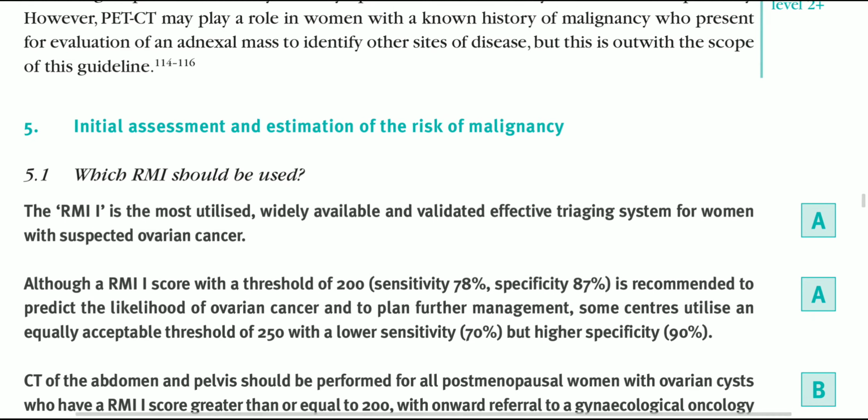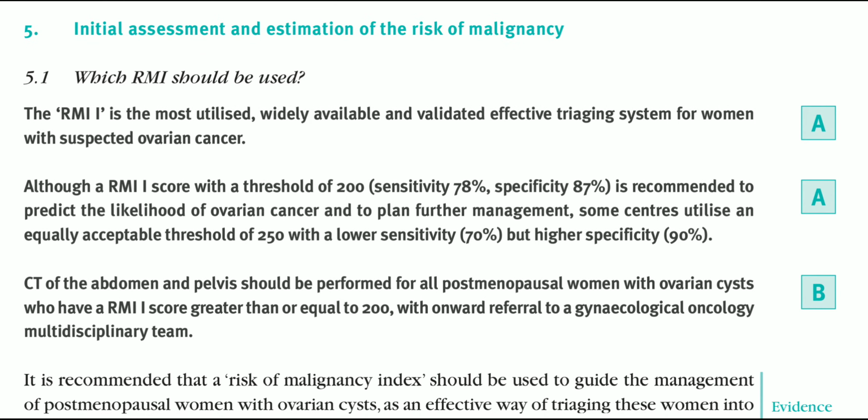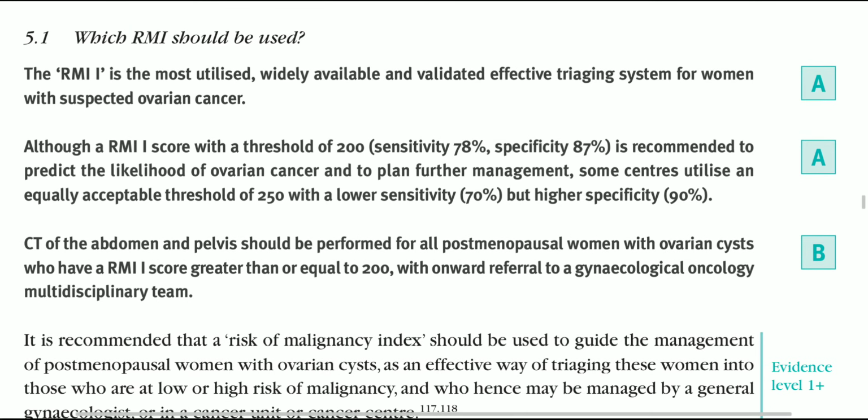Which RMI should be used? The RMI 1 is the most utilized, widely accepted and validated effective triaging system for women with suspected ovarian cancer. Okay, RMI 1 score with the threshold of 200 has a sensitivity of 78% and specificity of 87% and is recommended to predict the likelihood of ovarian cancer, to plan further management. Some centers utilize an equally acceptable threshold of 250 with a lower sensitivity of 70% but higher specificity of 90%.